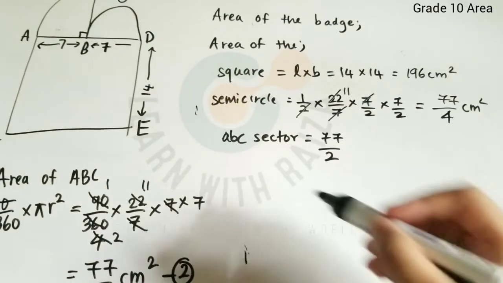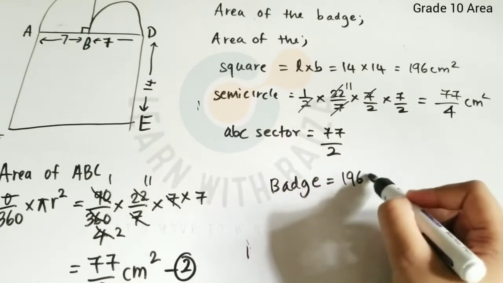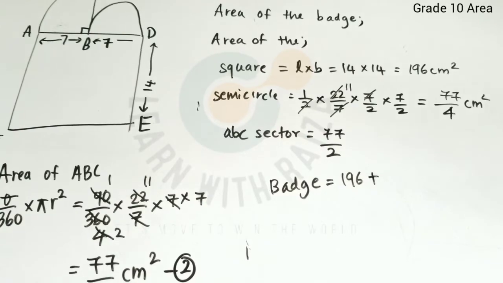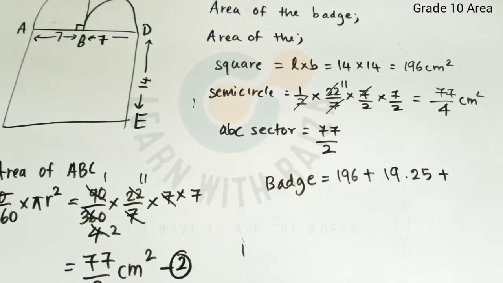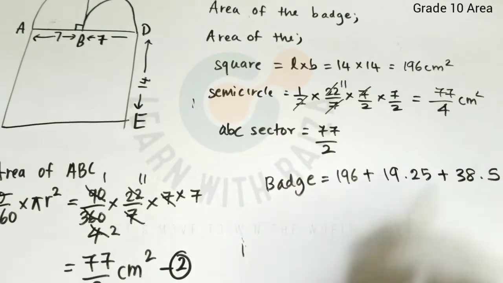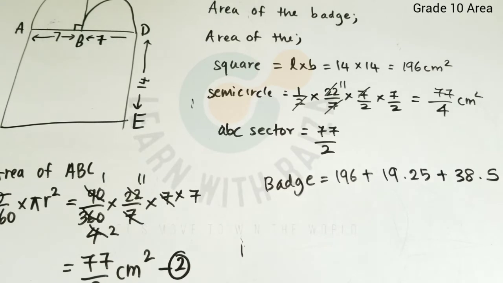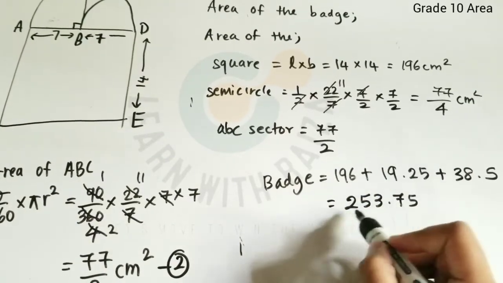Now badge, area of the badge. What is it? You have to add everything. 196 plus. So I can take this 77 upon 4 in decimal form. You are getting 19.25. And 77 upon 2, if you take in decimal form, you get 38.5. So when you add 38.5 plus 19.25 plus 196, you get the answer 253.75. This is the area of the badge.